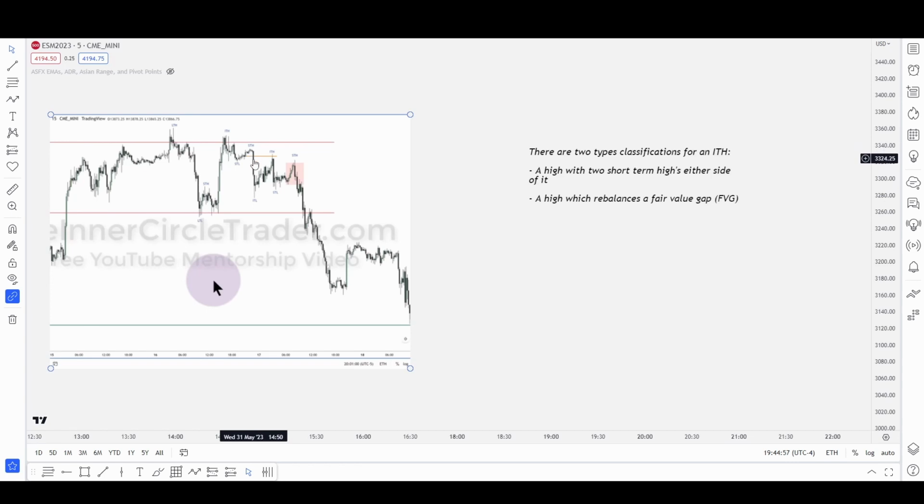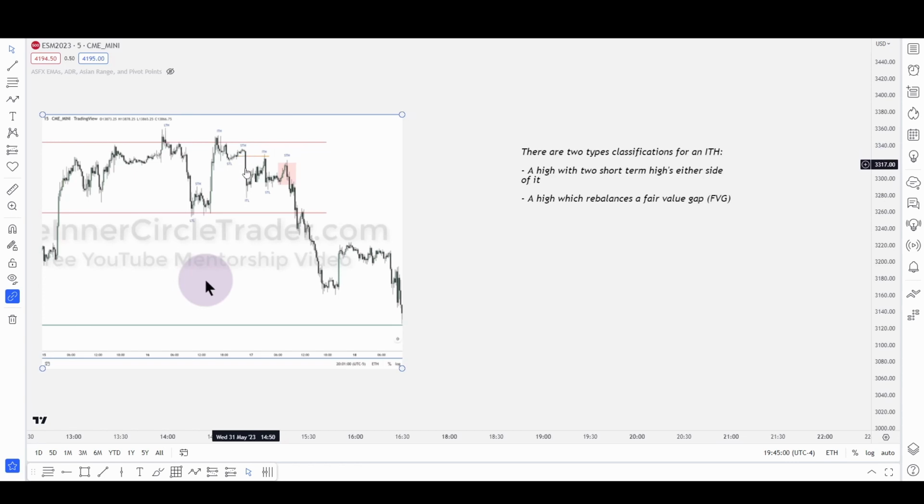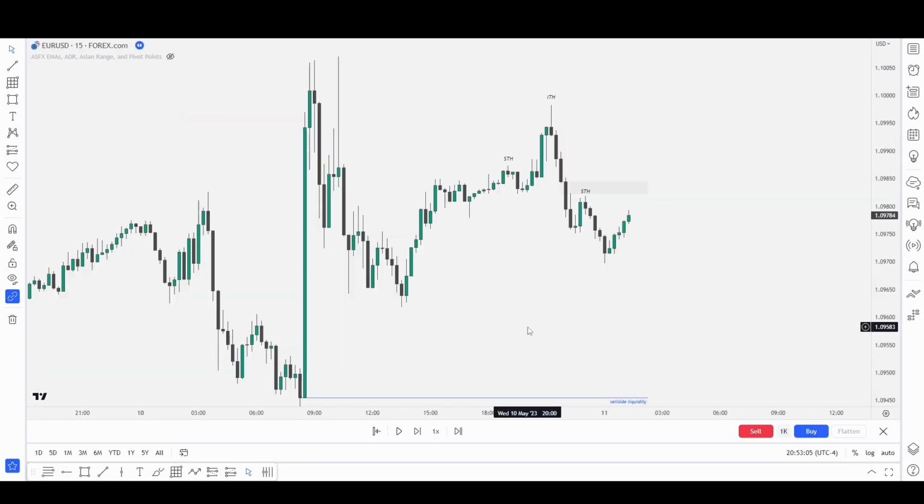So we have this fair value gap here in the example after breaking down the structure. Price comes up and rebalances it and moves away. Once price leaves this high, that automatically is defined as an intermediate term high, and we go about market structure in that way. So, using the replay tool on EURUSD, I wanted to show an example of how we can use these different classifications of highs in context and actually determine where to place our stop loss so it doesn't get hit.